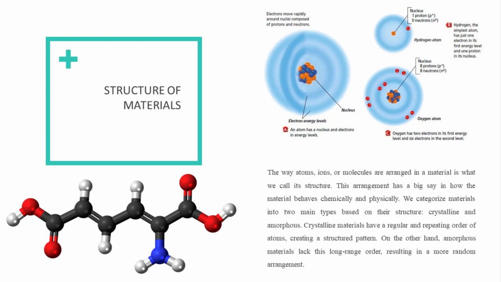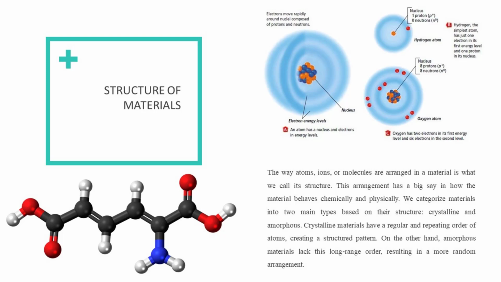Here, we define structure as the way atoms, ions, or molecules are organized within a material. Essentially, this arrangement is like a blueprint that has a major influence on how a material behaves, both chemically and physically. We categorize materials into two main types, crystalline and amorphous. Crystalline materials are those where atoms are arranged in a very regular and repeating pattern, almost like the perfectly arranged tiles in a mosaic. This regular pattern influences properties such as melting point and conductivity.